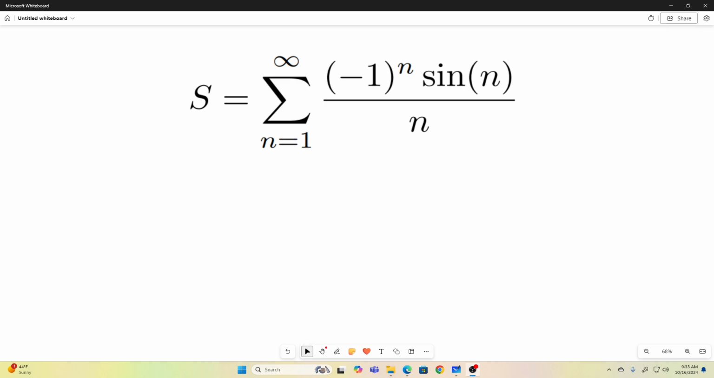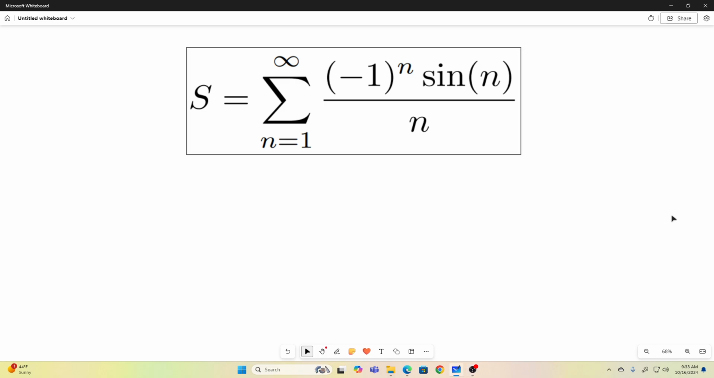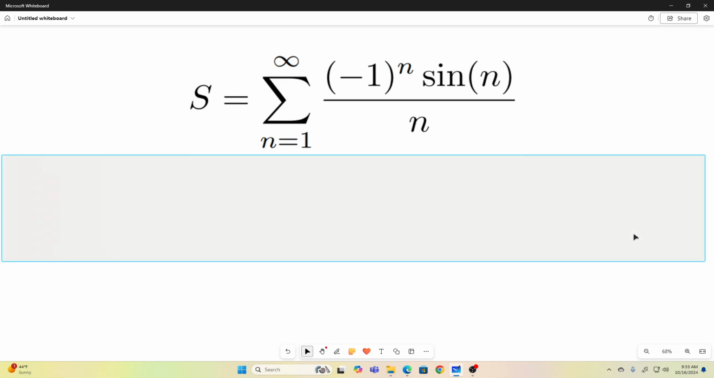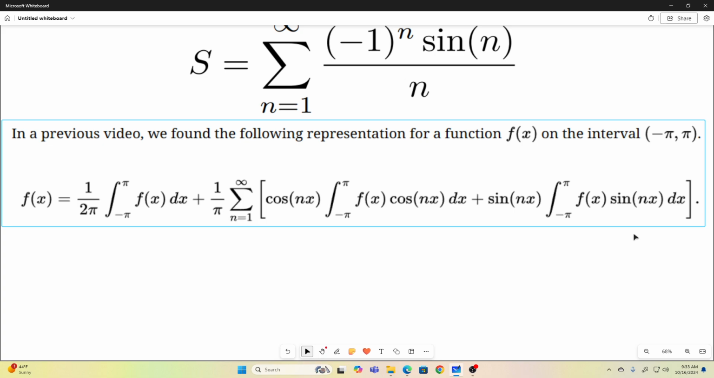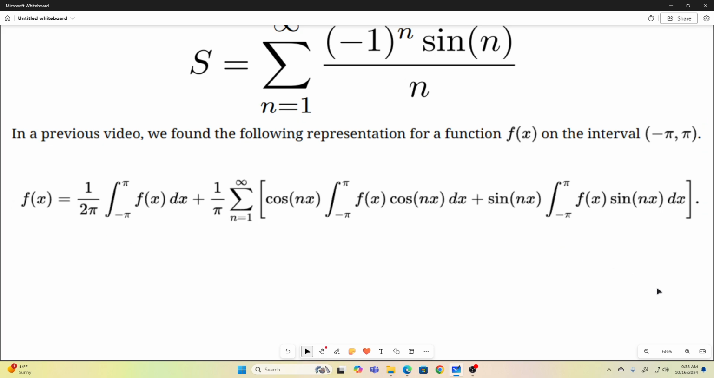So I thought I would use the formula that I showed the derivation for in my last video, I will link to it in the description, to figure out what this sum is equal to. So what we're going to do is start with the formula that we derived in the last video. And in a previous video, we found the following representation for a function of x on the interval negative pi to pi. Okay, and that's this equation right here.